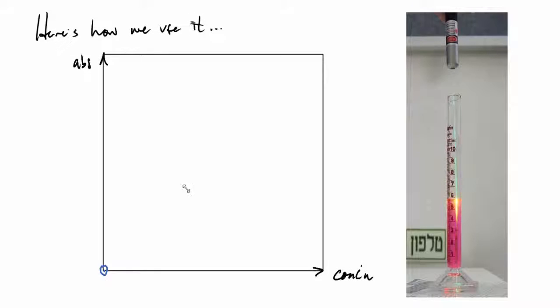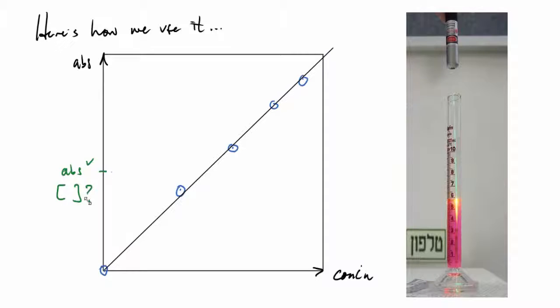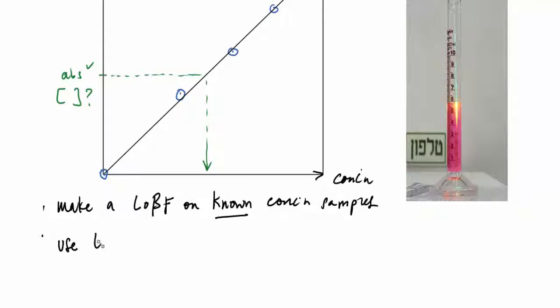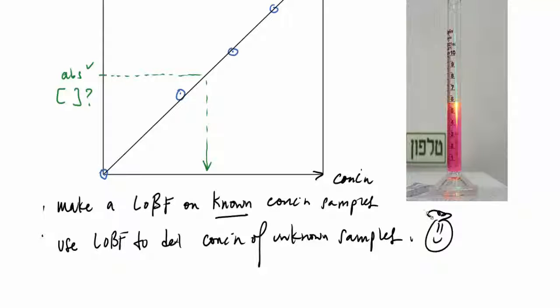In any case, what the analysis looks like, we'll make a graph, it'll be absorbance versus concentration, and we'll get some solutions whose concentrations we know, graph them, make a straight line of best fit, and then use that for a solution whose concentration we don't know and whose absorbance we can measure, and just calculate backwards. So the idea is make a line of best fit on the known concentrations, and then after that, use that same line of best fit to determine the concentration of an unknown sample, of course, whose absorbance we'll measure.